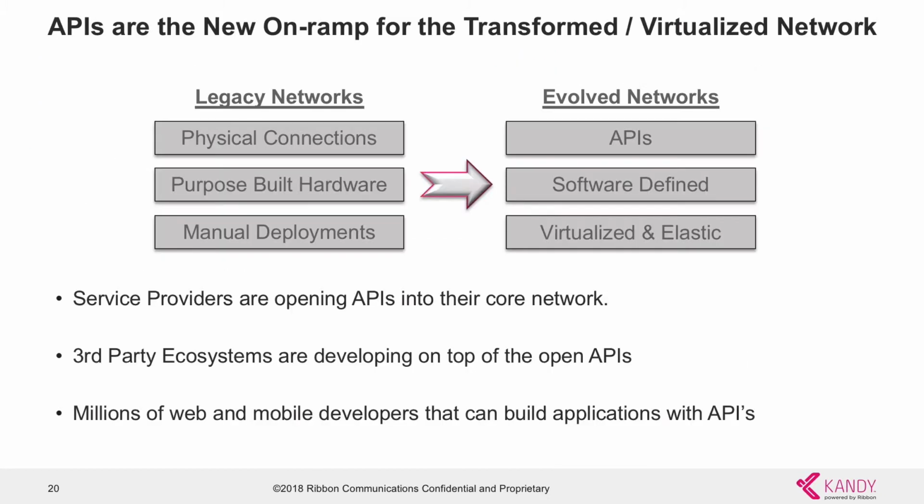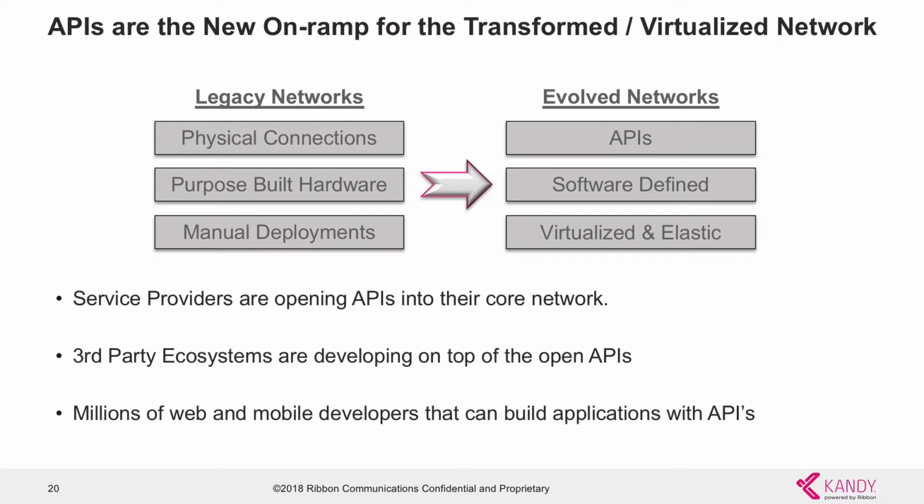APIs are becoming increasingly important because, as many analysts are naming them now, they're becoming the new on-ramp for the transforming virtualized network. And we can see there is an evolution from legacy networks to evolved networks. We have gone from physical connections, from purpose-built hardware and manual deployments where everything had to be properly planned, analyzed, and measured before it's deployed, to a set of evolved networks where everything runs around APIs, is software-defined, and is virtualized and elastic, where you can just quickly spin up a new virtual machine and get a new service up and running.